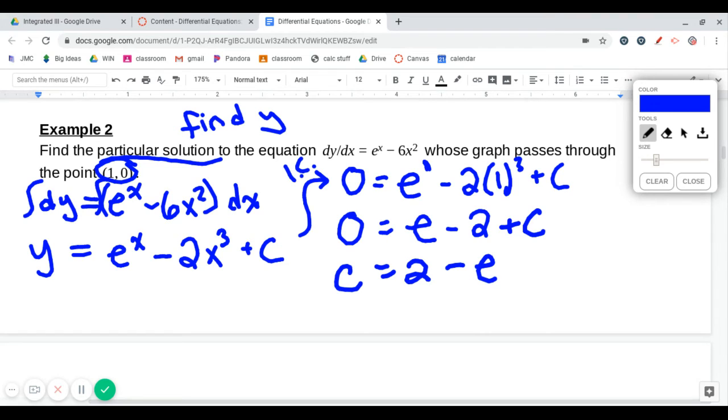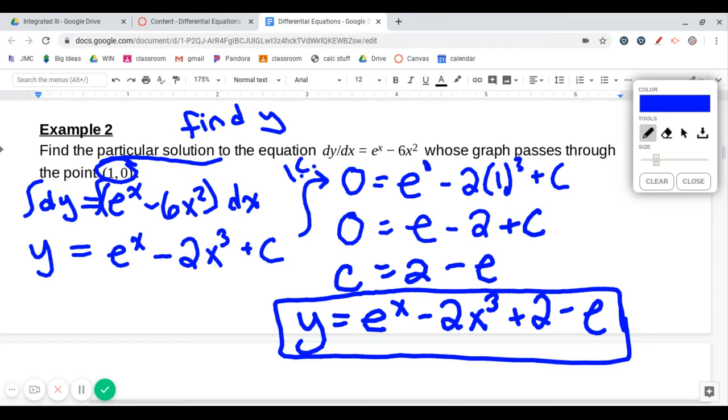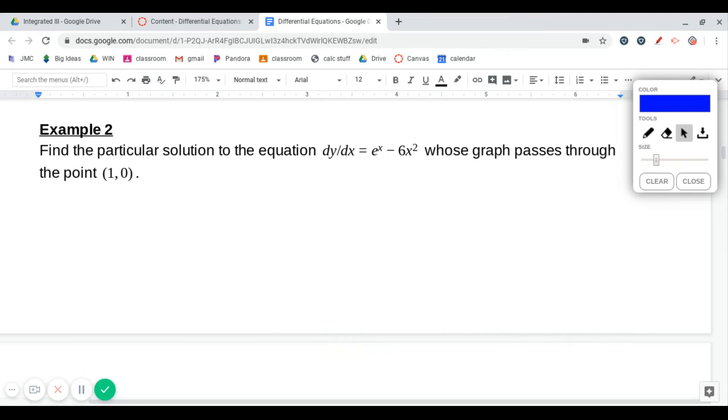Okay, now our particular solution: y equals e to the x minus 2x cubed plus c, which is 2 minus e. And that is our particular solution. Which means if I differentiate this y and plug it in, I'll get e to the x minus 6x squared. Alright, so let's keep going. Got one more for you.